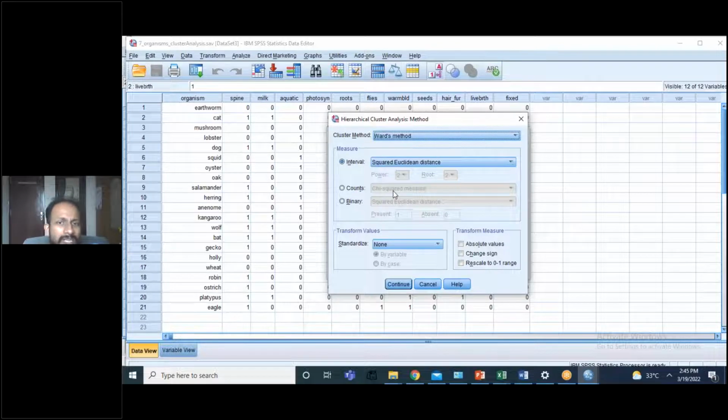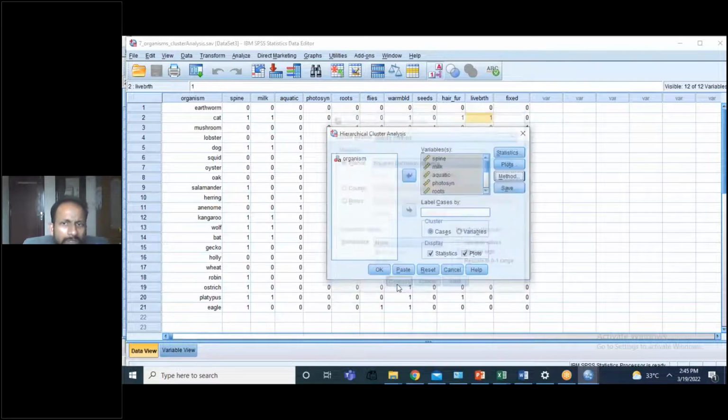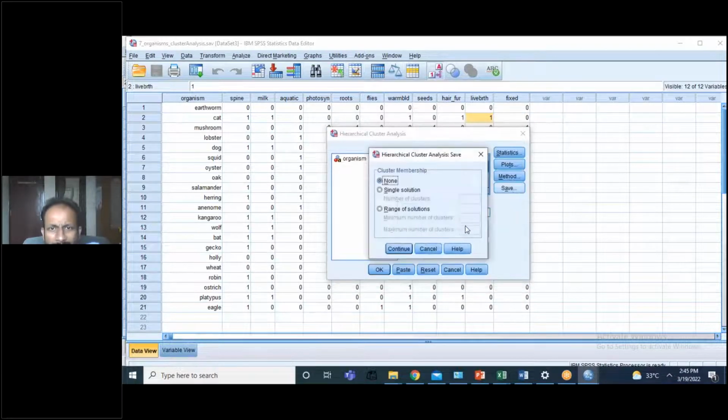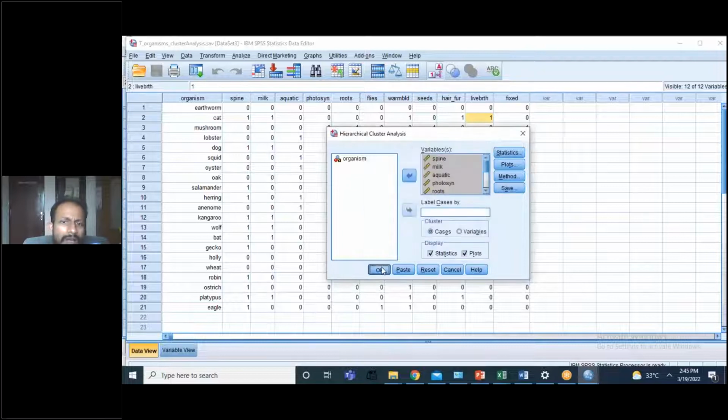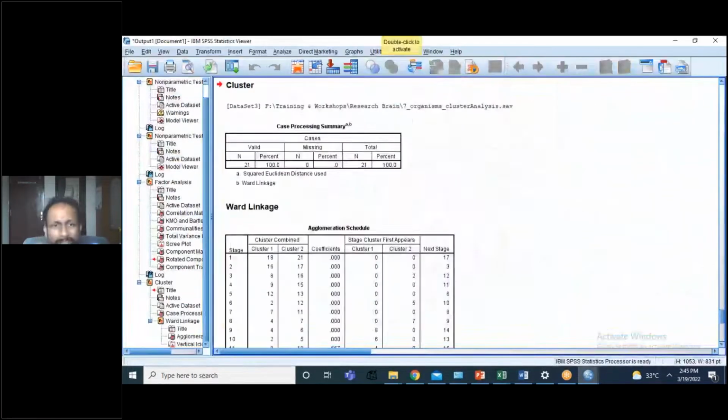This is the method we are going to use for classifying the number of clusters. And squared Euclidean is chosen by default. Just leave it, don't make any change. Click on OK. Once you have clicked on OK, as I have told you, I am using this hierarchical cluster analysis to figure out how many clusters I can have. Look out for this Ward linkage agglomeration schedule.